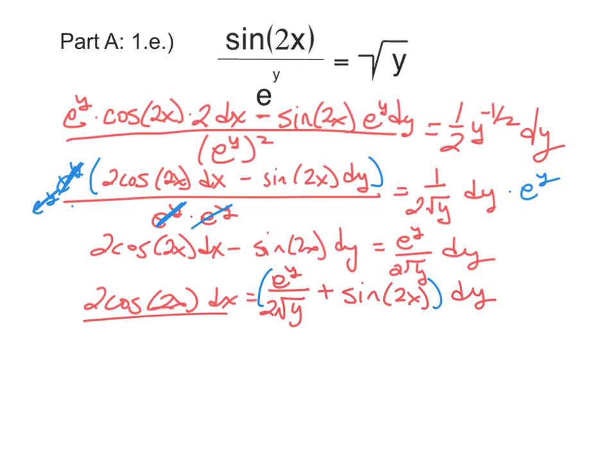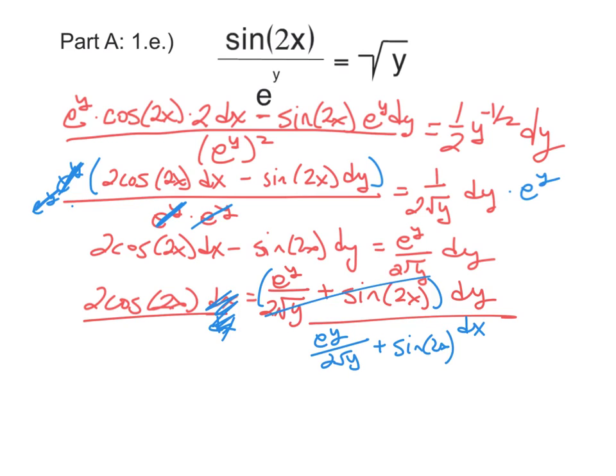Now, we can get our last step going. I want to have dy dx, so I divide by dx on both sides, which means I have to divide by e to the y over 2 square root y plus sine of 2x to get rid of that. That's the same as, dividing by a fraction is the same as multiplying by its reciprocal. So what I'm going to do is, here, I'll write this out, show my work properly.